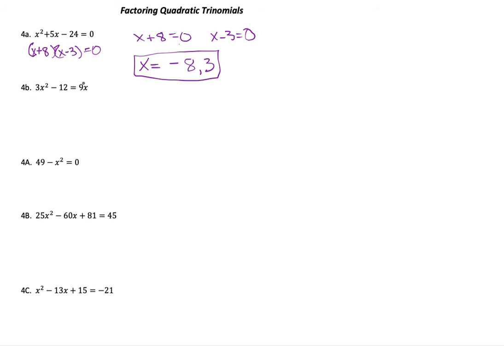This one, we need to subtract that 9x first. So it's going to be 3x squared minus 9x minus 12 equals 0. Well, it looks like we have a GCF of 3. So I'm going to factor out a 3. And I'm left with x squared minus 3x minus 4.